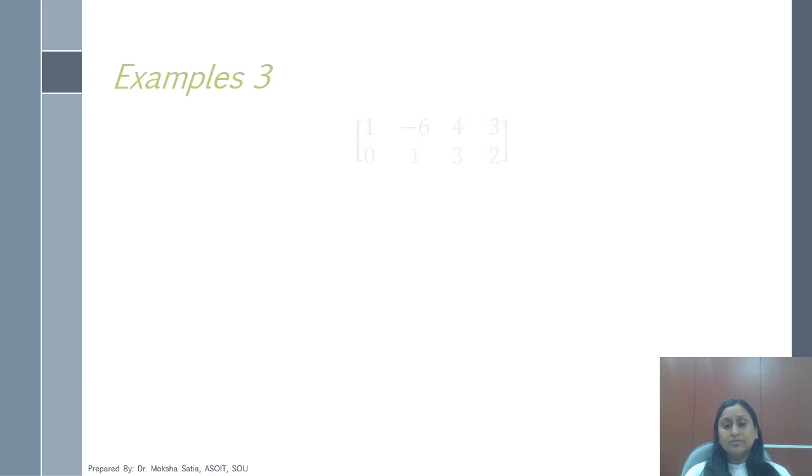Example number 3, here is the matrix. Now let's see whether this is in row echelon form, reduced row echelon form, both or none. This has no zero rows, so both rows are non-zero rows. The first one has a leading one and the second one also has a leading one. It also satisfies condition 3, that's why it is in row echelon form.